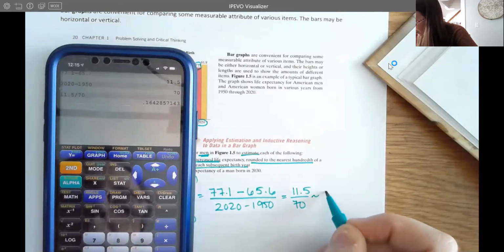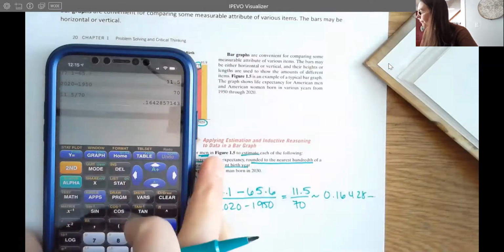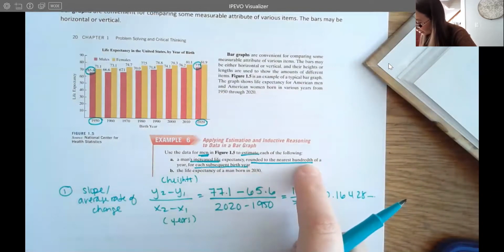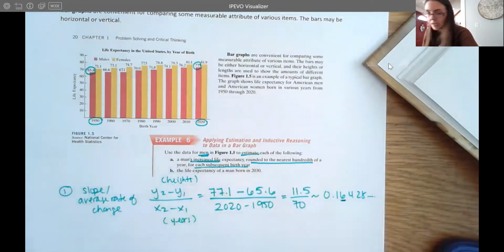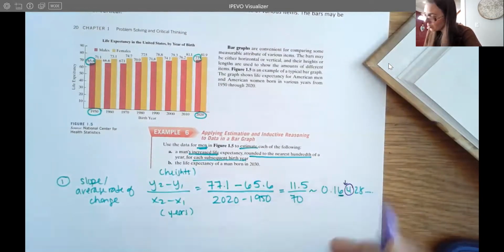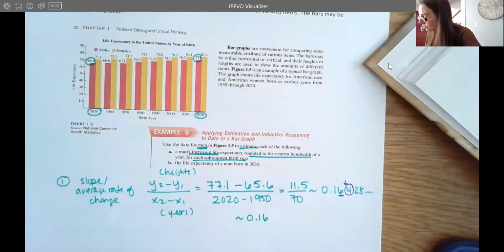And when I divide this, I get about 0.16428, and so on. Now it asked me to round to the nearest hundredth. So I'm rounding to the nearest hundredth, which is that place right there. My next value is 4, which is small, so it's going to keep that 16 the same. So about 0.16 is the answer.